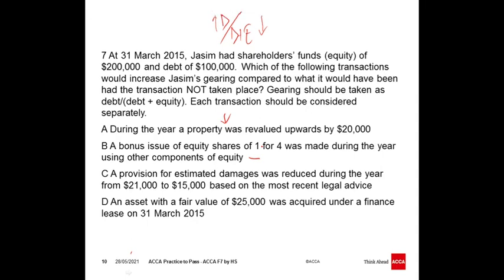So if the provision was decreased over the year, the accounting entry will be provision debit and income statement credit. It is actually increasing the profits, increasing the retained earnings, and increasing the equity. So if the equity has increased over the period, the gearing ratio will go down.